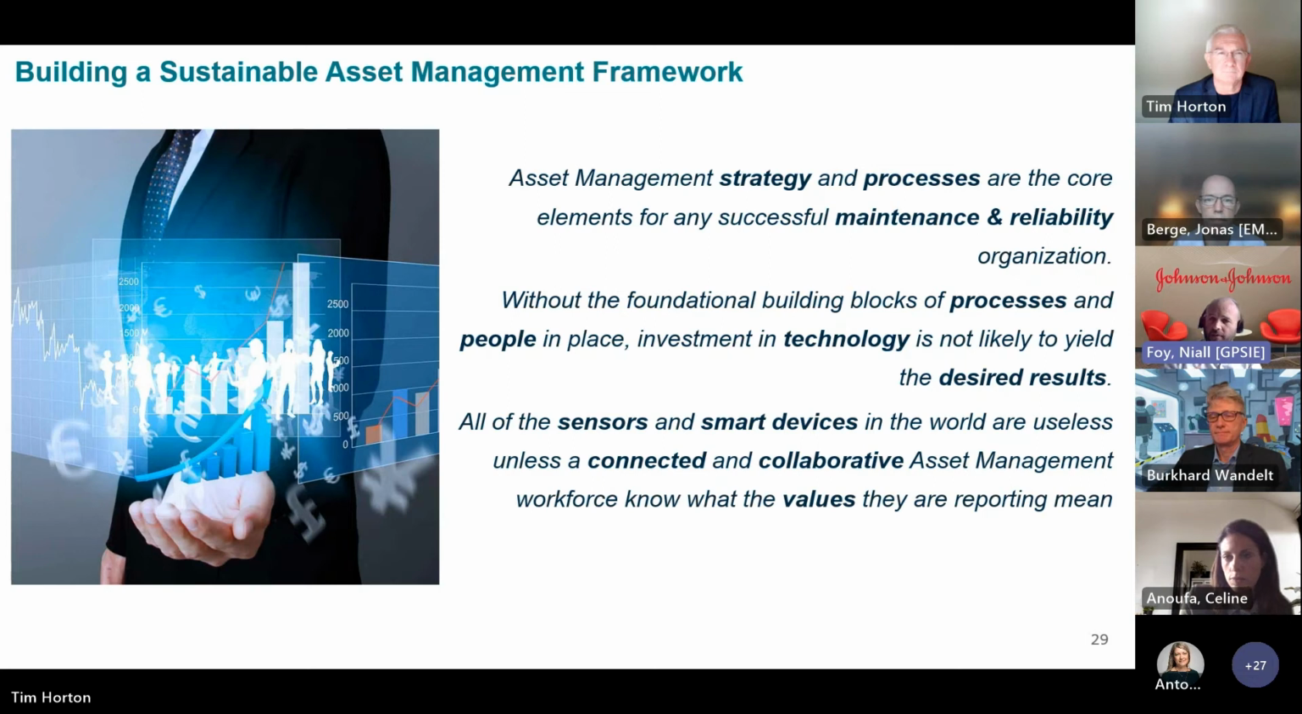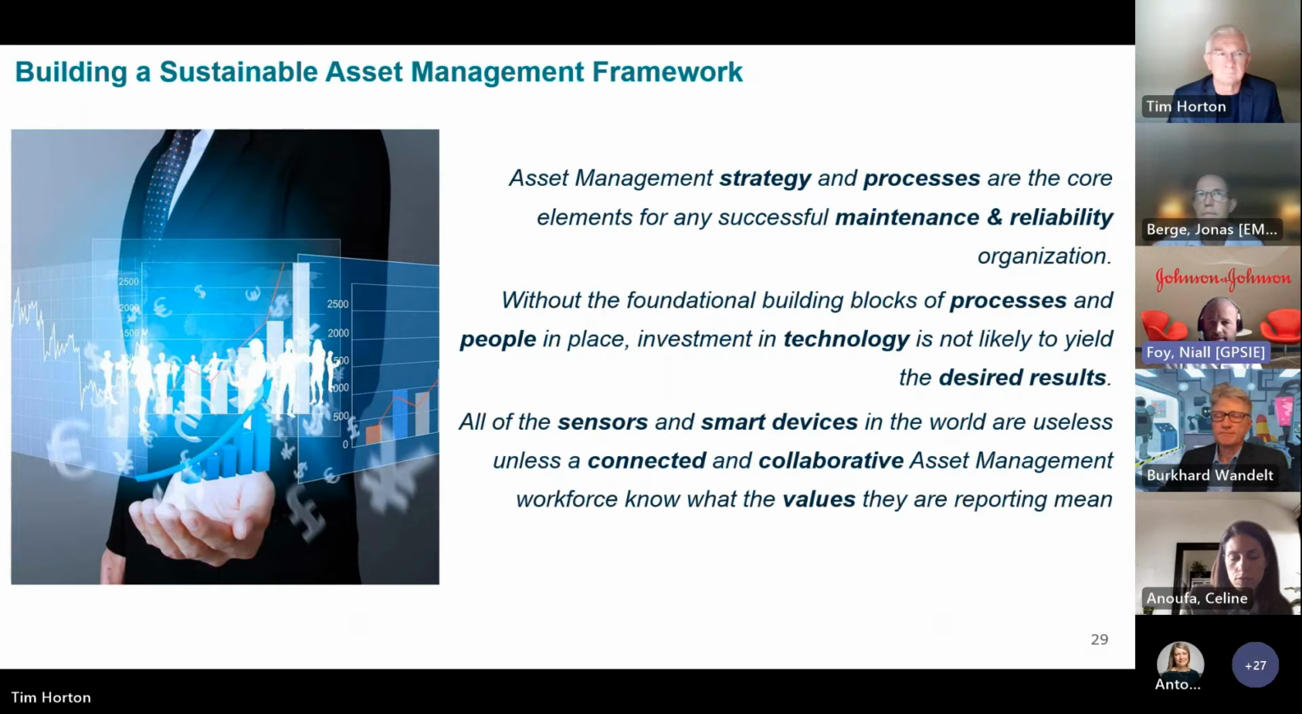It's very important that we keep an eye on the people in this as well, because a lot of the times we forget. We think about the technology, we think about the robots, we think about the end state being the most sophisticated, when sometimes, it doesn't need to be. But it's also very important that we have people who understand how to design and how to get us there. So investment in the technology is not likely to yield the desired results. So if we don't have the people and the processes, we're never going to get there.